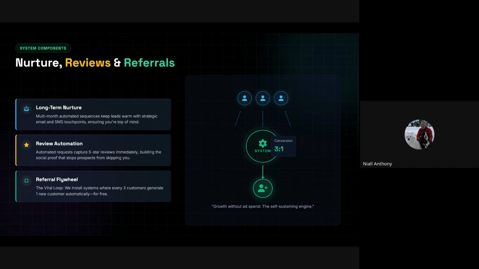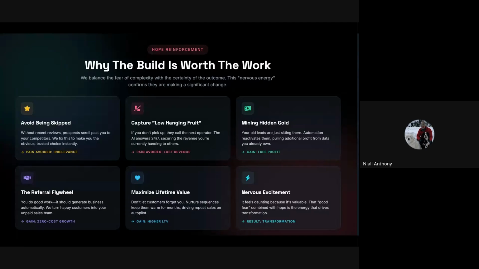But while I do this, I always reinforce the outcome. So why the build is worth the work. Again, remember what I said. I have to build hope here. I can't leave them in a position of overwhelm. I have to remind them why they're doing it and why they want to do it. For example, when a lead is searching for services and they don't have many or recent reviews, the prospect skips over them. Or when a prospect finds them on Google and calls, if they don't pick up, they call the next operator on Google.